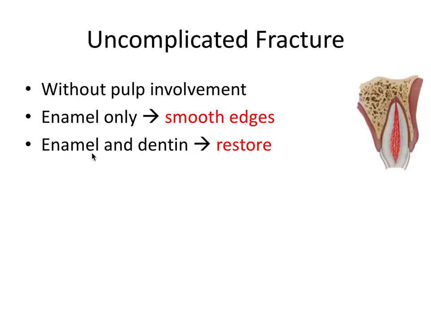If enamel and dentin are involved, then we would elect to restore that tooth with, let's say, a composite resin or something to, again, restore the tooth to its function and to occlude those dentinal tubules to prevent sensitivity issues, caries, and things like that.